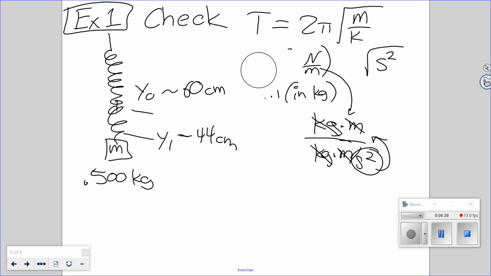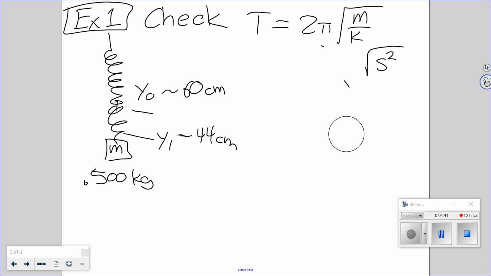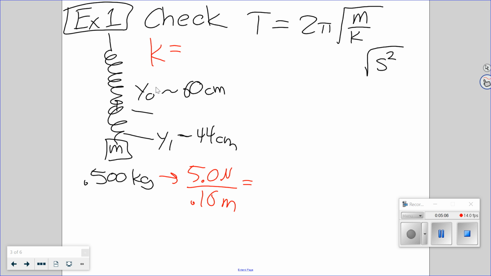Do you see that? So if 5 newtons stretched the thing, see that? 16 centimeters, 0.16, excuse me, 16 centimeters. Then here, I have a spring constant of 5 over 0.16, 31.25 newtons per meter.